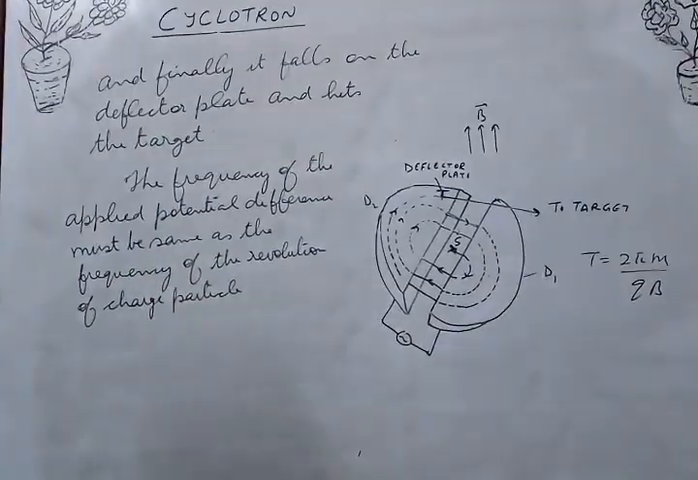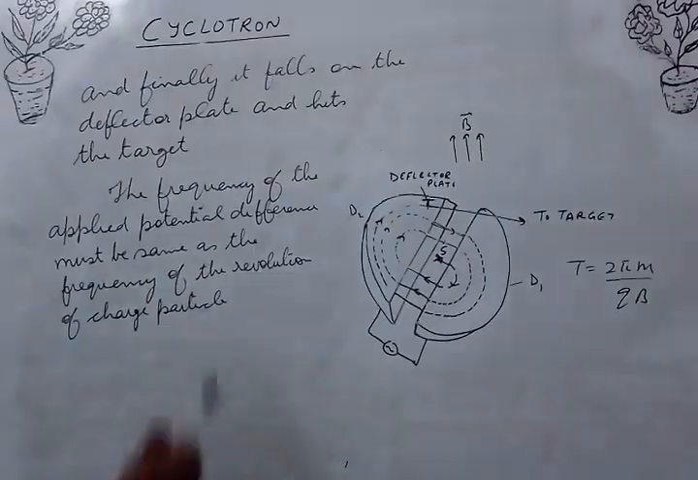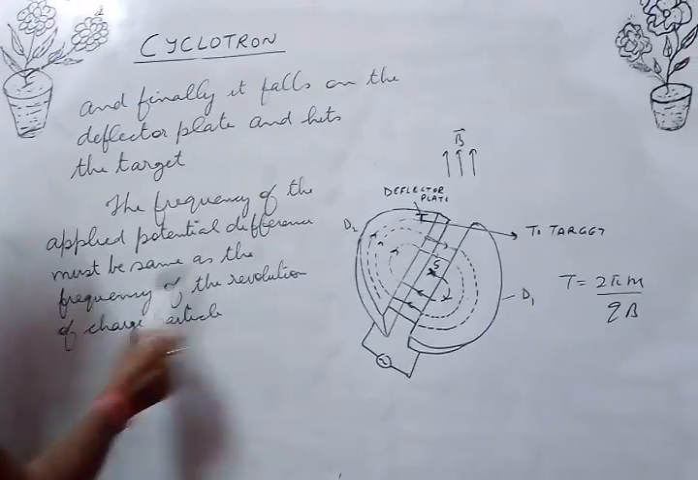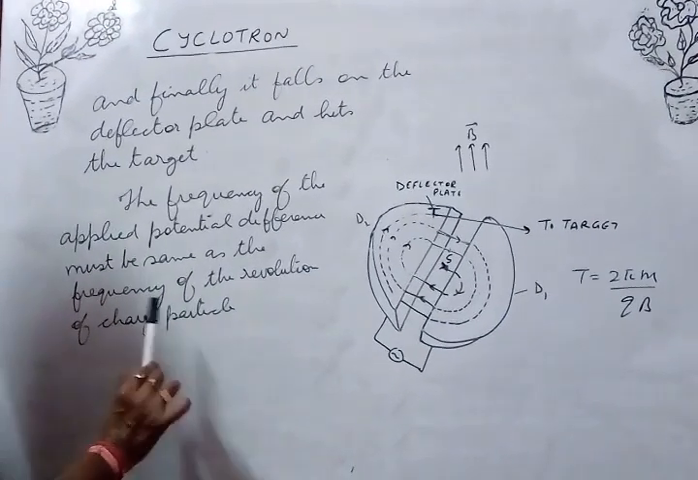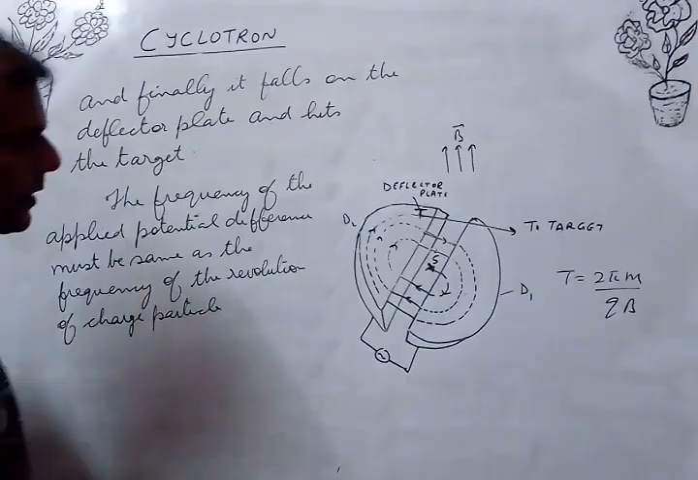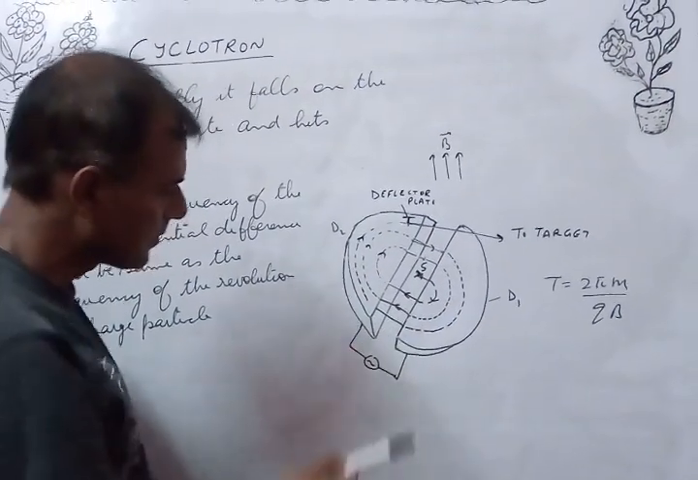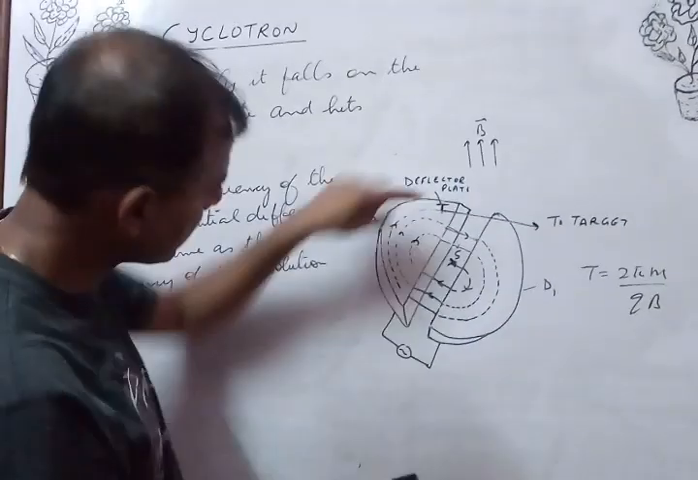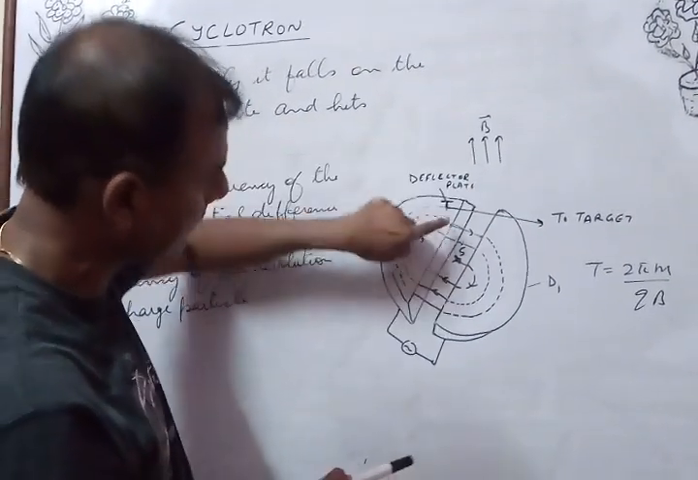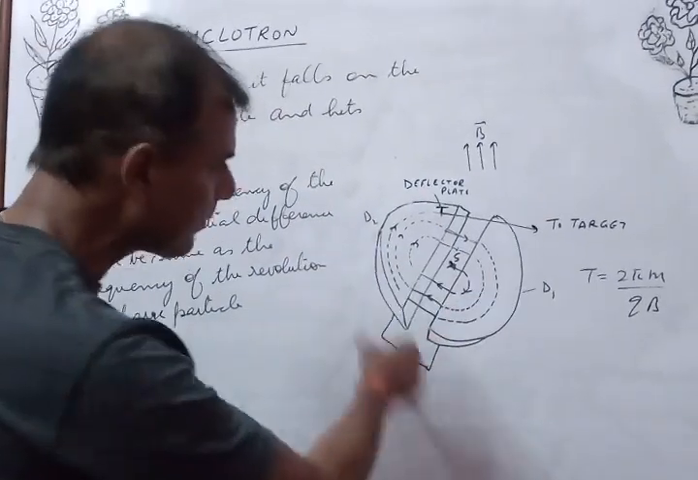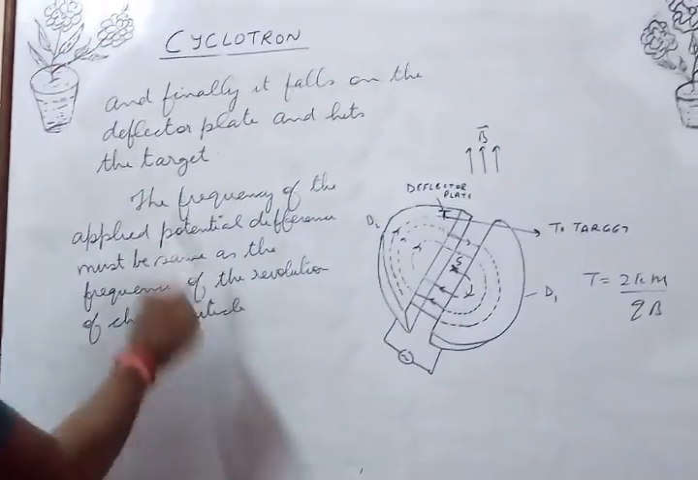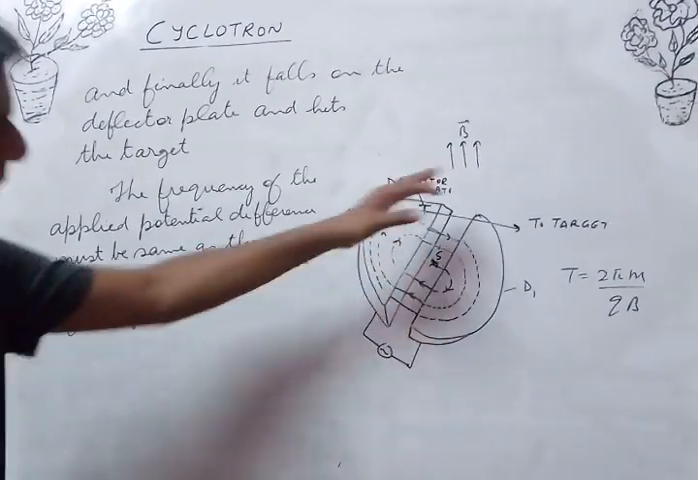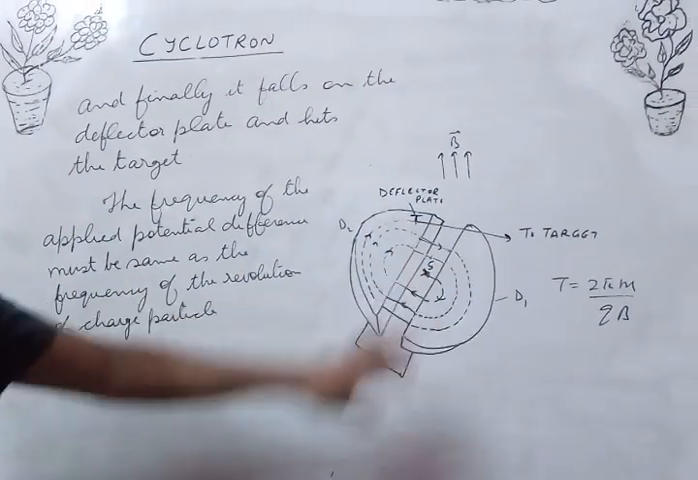The very important condition for the cyclotron to operate is that the frequency of the applied potential difference must be the same as the frequency of revolution of the charged particle. It's very important, as when the charged particle comes out of this D, this should become negative. As it comes out of D2, it should become negative. Only then will it be accelerated. This is a very important condition. There must be resonance between the frequency of the applied potential difference and the frequency of revolution of the charged particle.